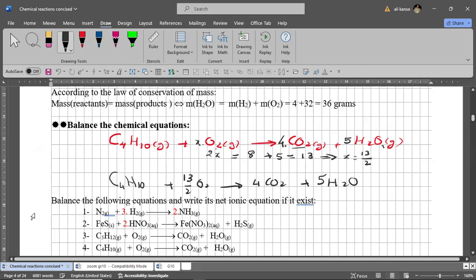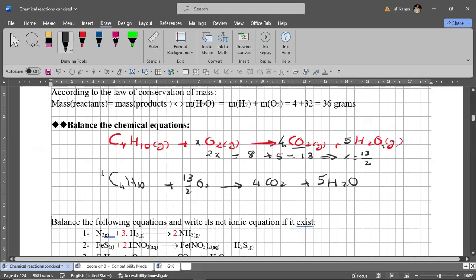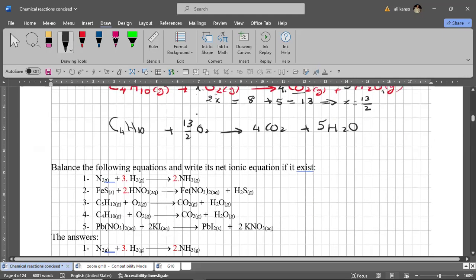If we don't like the fraction, we can get rid of the fraction by multiplying the whole equation by 2. This is a balanced equation. It's true if you keep it as it is, in fraction. But if you want to get rid of the fraction, you can multiply all of this by 2.